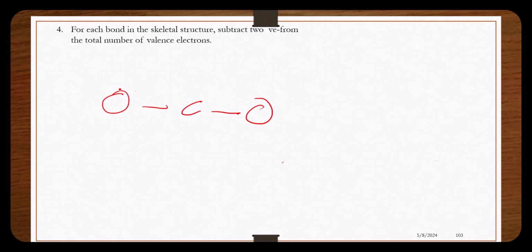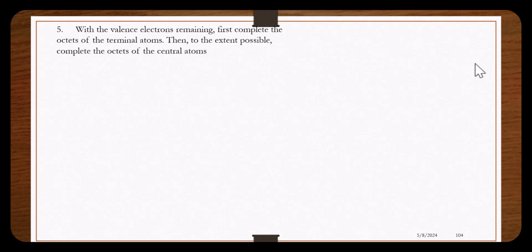For this step, it says that for each bond in the skeletal structure, subtract 2 valence electrons from the total number of valence electrons. We said that we had a total number of valence electrons of 16. There are 2 valence electrons in each bond, so that would be a total of 4 valence electrons. So 16 minus 4 would give us 12 valence electrons to distribute. In step 5, it says with the valence electrons remaining, first complete the octet of the terminal atoms, then to the extent possible, complete the octet of the central atoms.